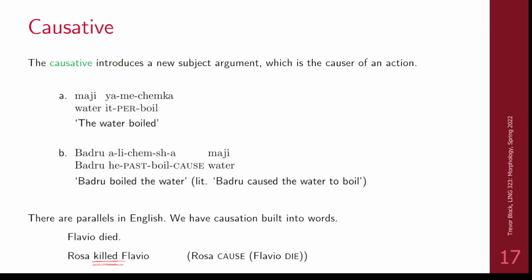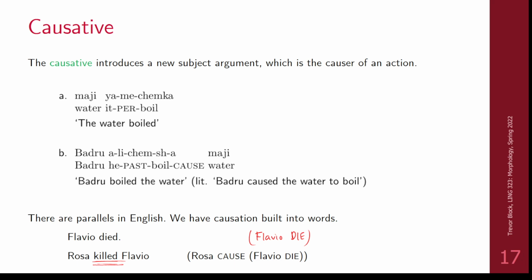So if we have a sentence like Flavio died, and a sentence like Rosa killed Flavio, with the word killed, killed is actually a causative form of die, if we can think about it this way. So we can think of kill as Rosa causing Flavio to die. So you could have your original sentence, Flavio died, which is like having Flavio do the action of dying. And to make Rosa killed Flavio, we can just add in a new subject and add in this causation meaning. So Rosa caused Flavio to die.